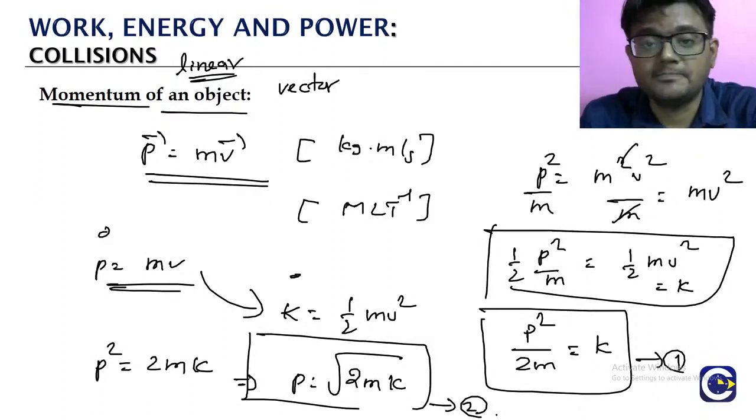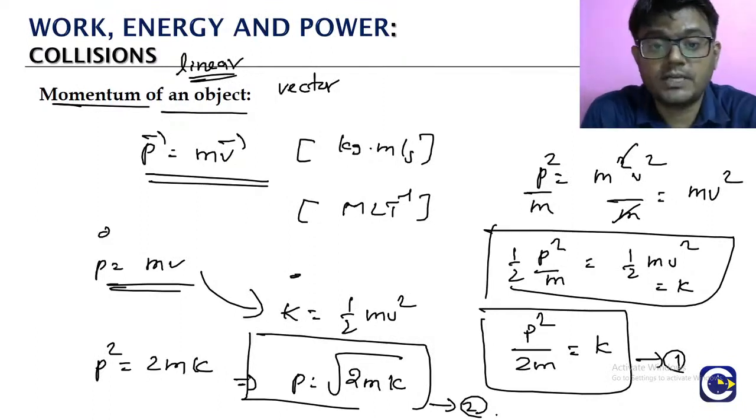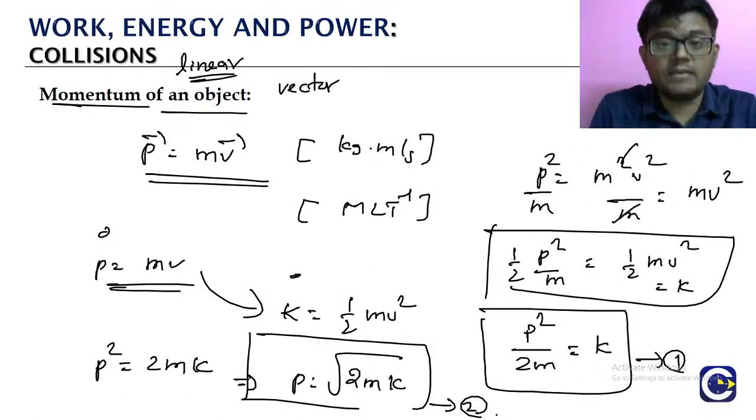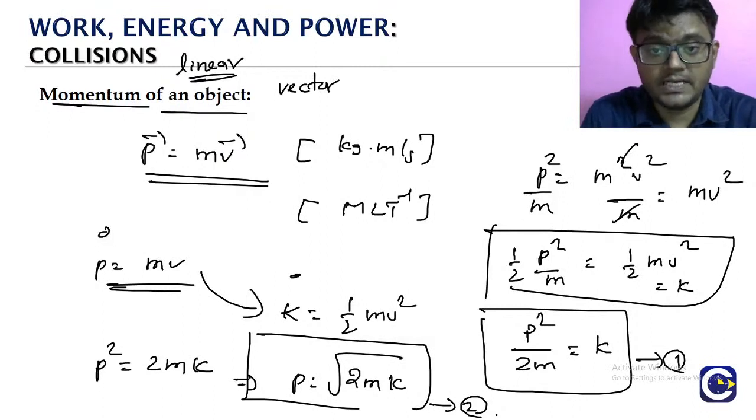Root 2mK. Okay. So while we are going to discuss the collision and explosion phenomena, we'll be looking at these two properties. What are the properties? Momentum is one, linear momentum, and second is what? Kinetic energy of the particle or the object.